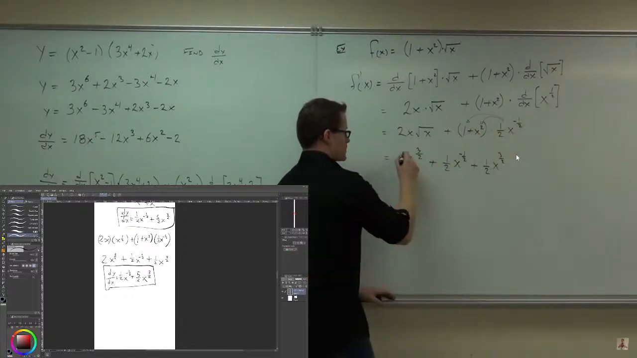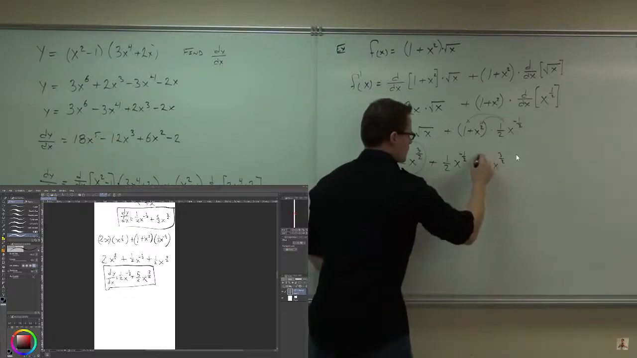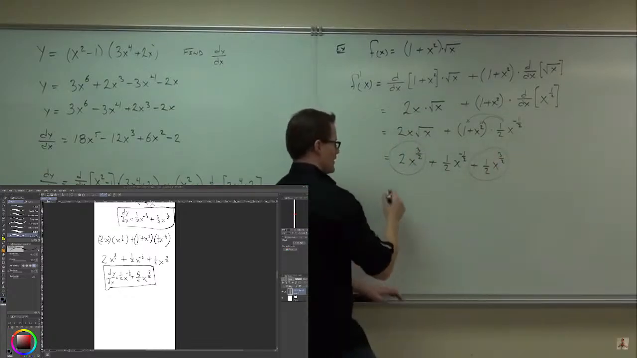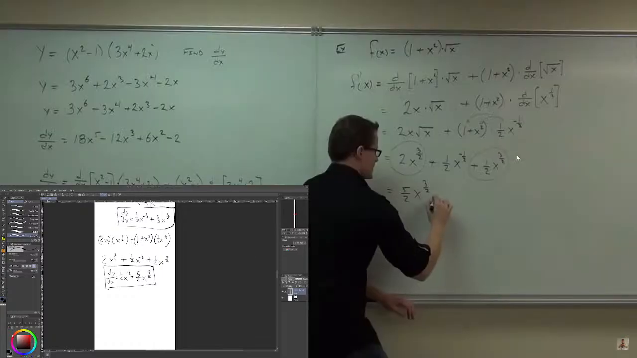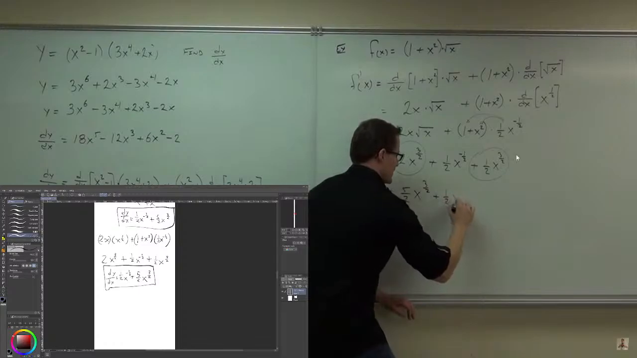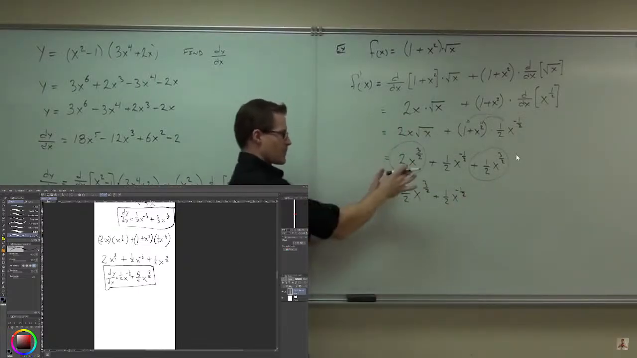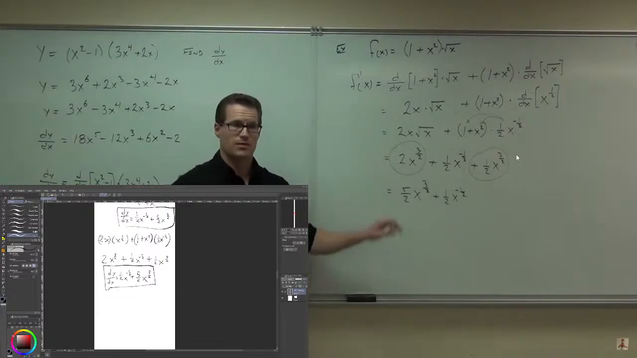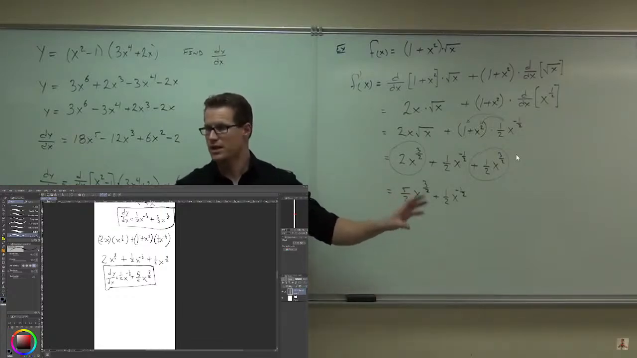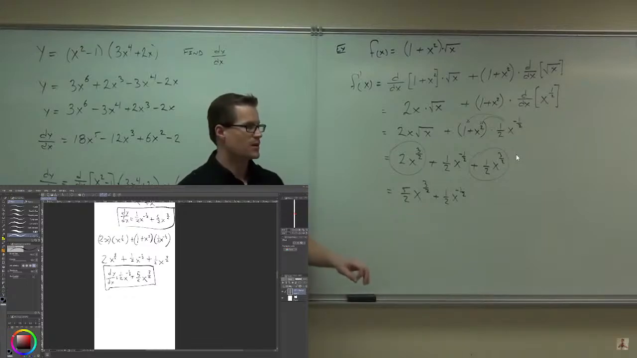Then sure, you could combine these as well. So you'd end up with like 5 halves x to the 3 halves, plus 1/2 x to the negative 1/2. If you want to leave it in terms of exponents, that's probably what you would end up with, those exponents just like that. And that's an acceptable way.